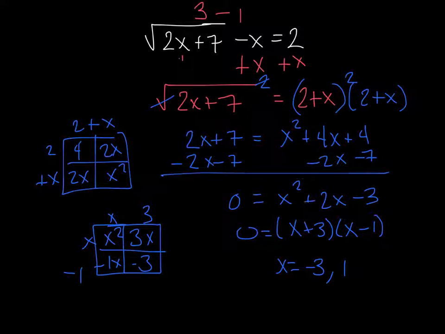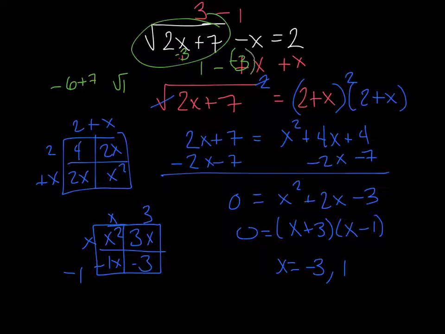What if I tried the negative 3? If I put a negative 3 in here, I get negative 6 plus 7. That gives me 1. The square root of 1 is 1. So for this right here, I get 1, minus, and then I plug in negative 3 for x, so it's a negative 3 minus negative 3. So 1 minus negative 3 is 1 plus 3, which gives me 4. And does 4 equal 2? It does not. So negative 3 actually does not work. Just 1 is my answer.